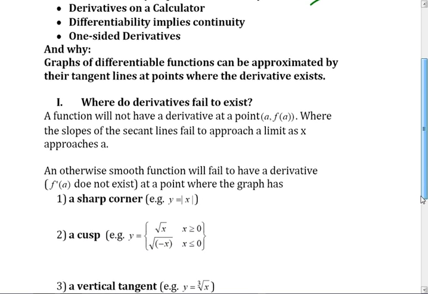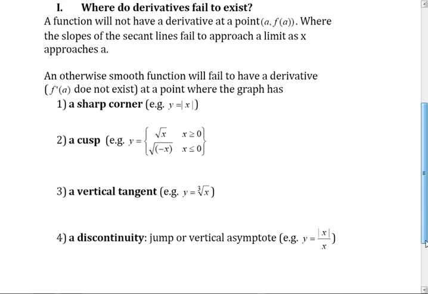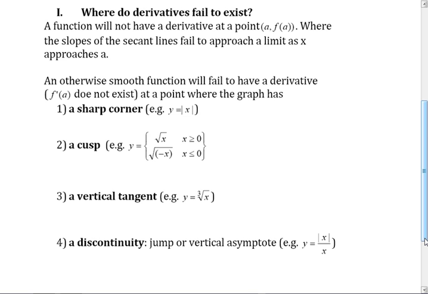Okay, so where do derivatives fail to exist? This is probably the most important piece of this whole thing. A function will not have a derivative where the slope of the secant lines fails to approach a limit as x approaches a. So if we took the absolute value function right here, the slope on this side is 1, and the slope on this side is -1.